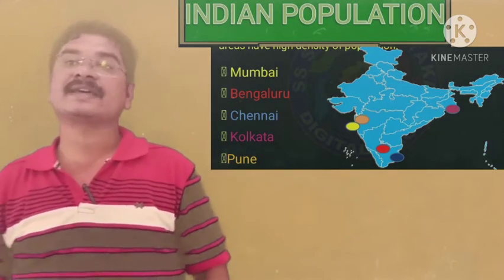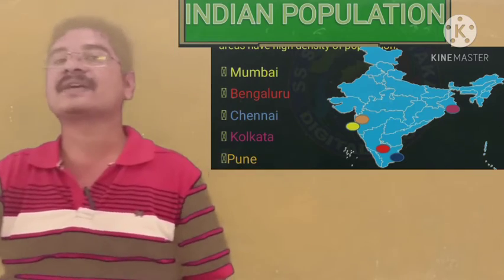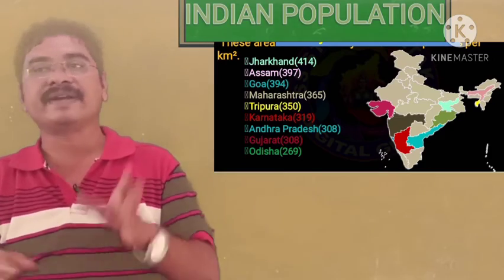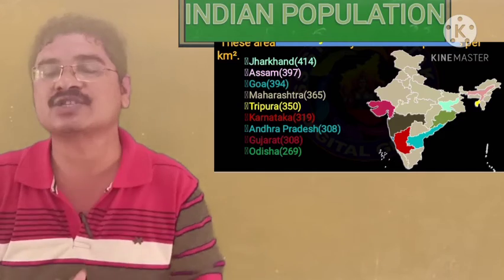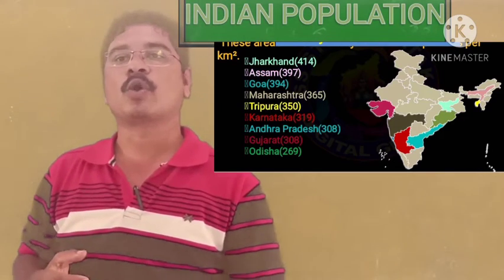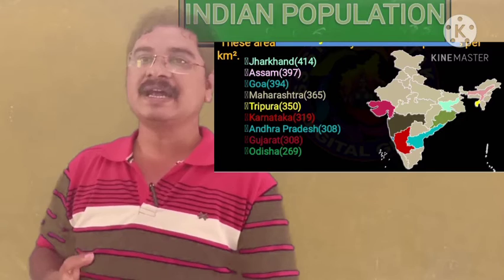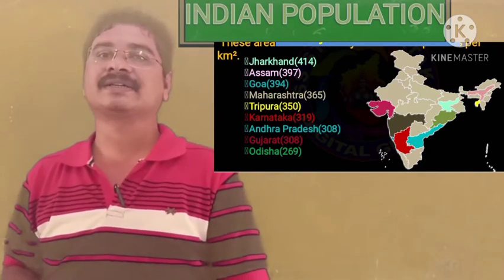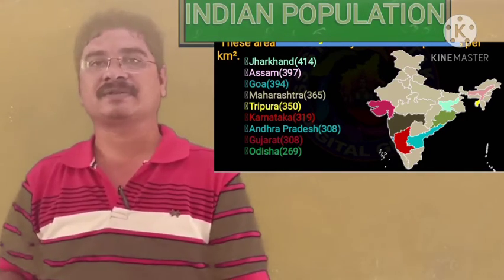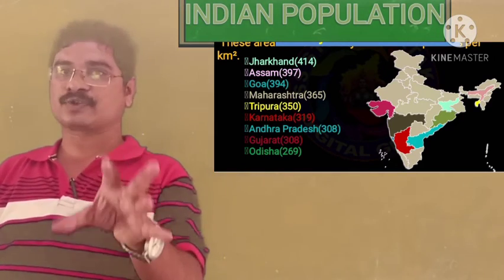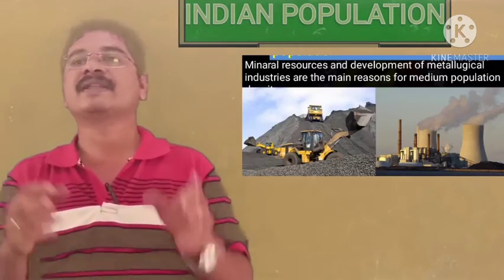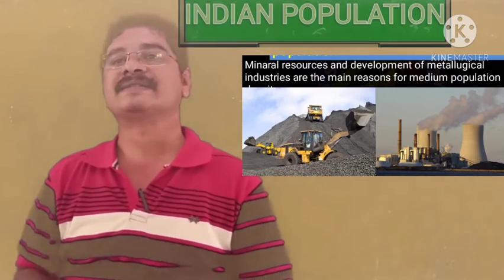The second is areas of medium density. These areas have a density of 251 to 500 persons per square kilometer. For example, Jharkhand, Assam, Goa, Maharashtra, Tripura, Karnataka, Andhra Pradesh and Gujarat. What are the causes of medium density? Mineral resources and development of metallurgical industries are the main reasons.